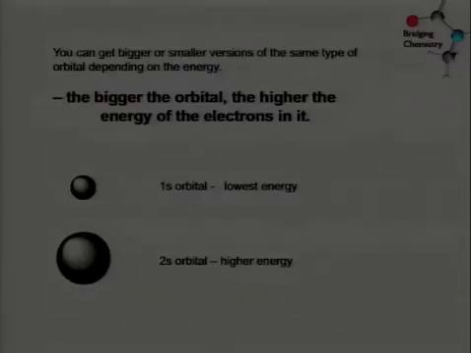Okay, so you have these 3 different types. They're different shapes. They come in different sized groups, either sort of solitary ones or in groups of 3 or in groups of 5. And then the other thing to know is that they come in different sizes. And so you can have different s orbitals of different sizes. You can get bigger or smaller versions of the same type of orbital, and the difference in size is related to the energy of the orbital, or if you like, the energy of the electrons in the orbital.